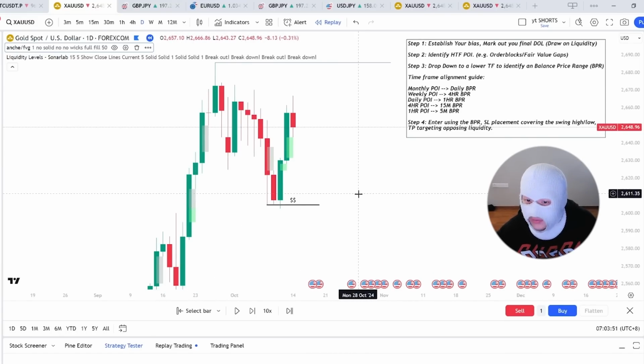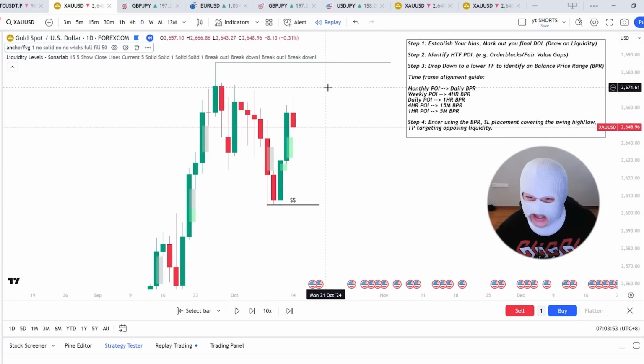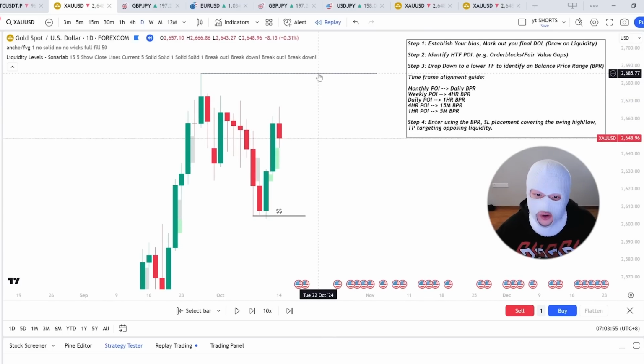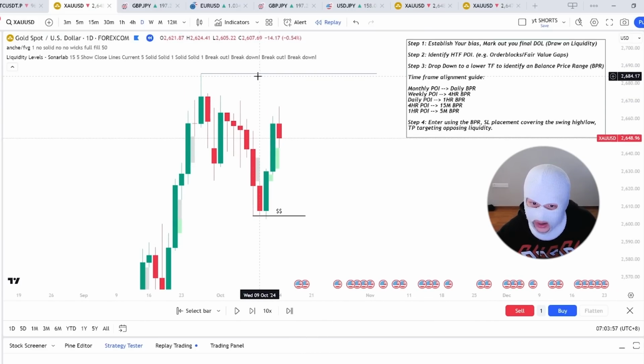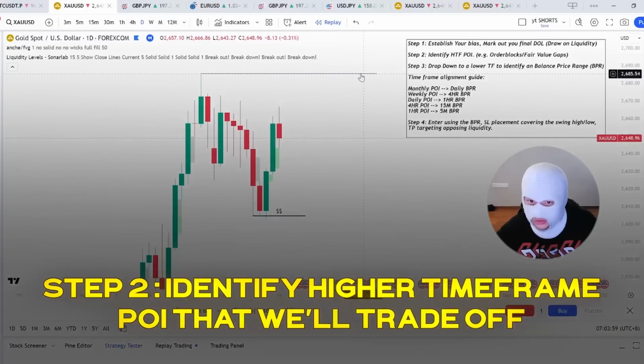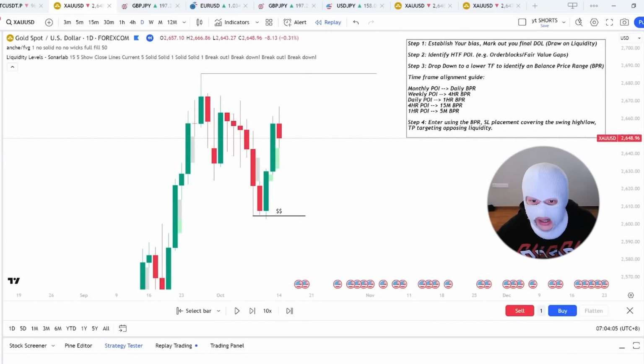We also have the draw on liquidity, or simply said, a target in the form of this swing high right here. Step 2, identify the high time frame point of interest that we will trade off of. In this case, you can clearly see that we have a daily bullish fair value gap. So this will be the point of interest that we will trade off of.